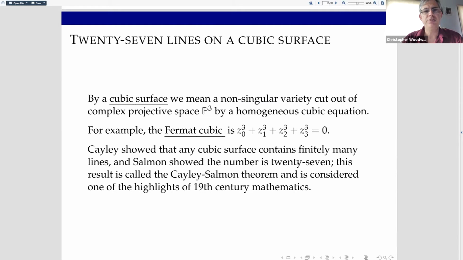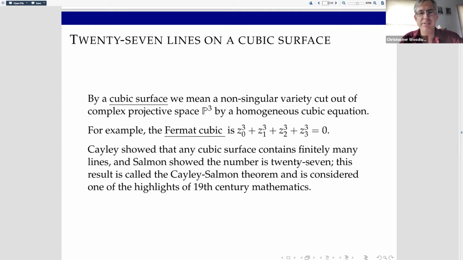Cayley showed that any cubic surface contains finitely many lines, and Salmon showed that this number of lines is 27. This was in a series of letters between the two of them. This result is now called the Cayley-Salmon theorem, and it's considered one of the highlights of 19th century mathematics. There are quite a few books written about this result and its variations.